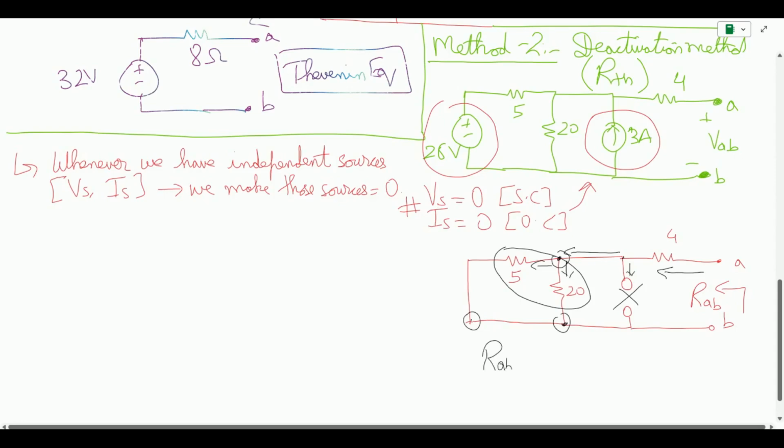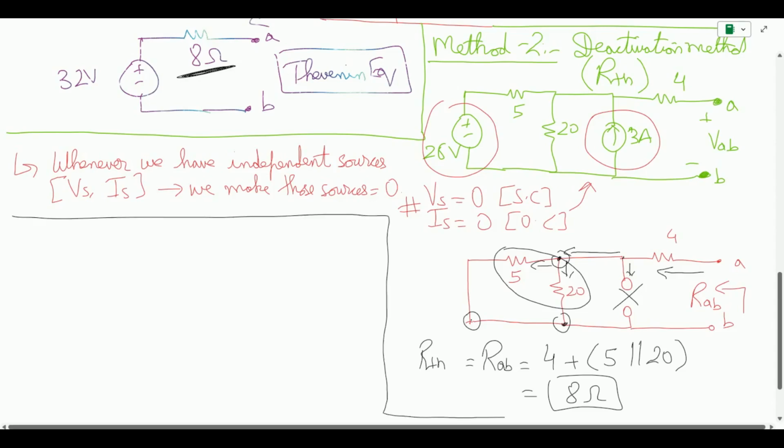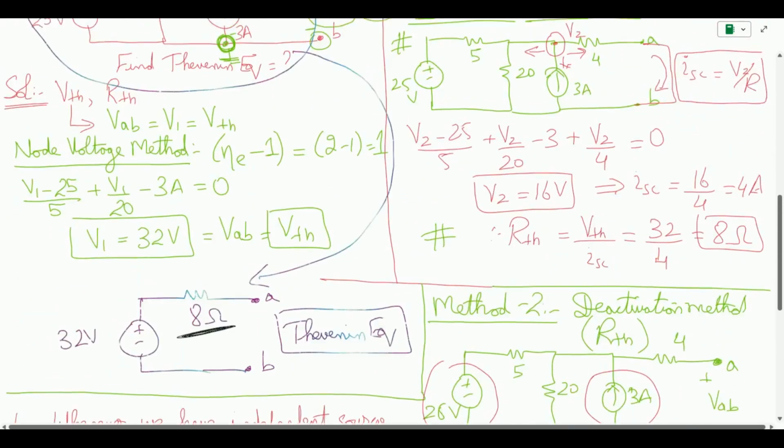So how can we find the resistance? RAB, or R Thevenin, is equal to 4 plus 5 parallel to 20, and once you solve this, it comes out to be 8 ohm as well. So you get the same answer which you got previously using the node voltage method. This is method number 2, the shortcut method or deactivation method, which we use to find R Thevenin. Now we have found the Thevenin equivalent.